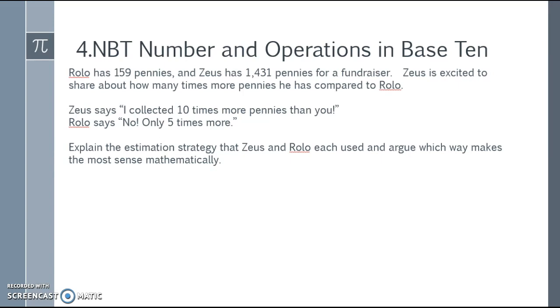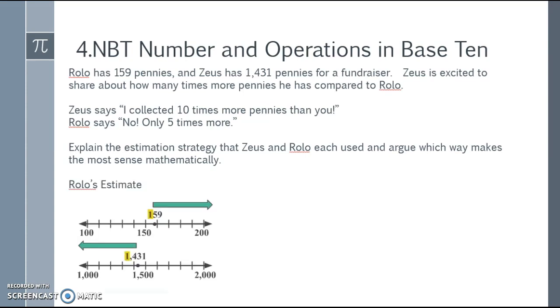Rollo has 159 pennies and Zeus has 1,431 pennies for a fundraiser. Zeus is excited to share about how many times more pennies he has compared to Rollo. Zeus says, I collected 10 times more pennies than you. Rollo says, no, only 5 times more. Explain the estimation strategy that Zeus and Rollo each used and argue which way makes the most sense mathematically.